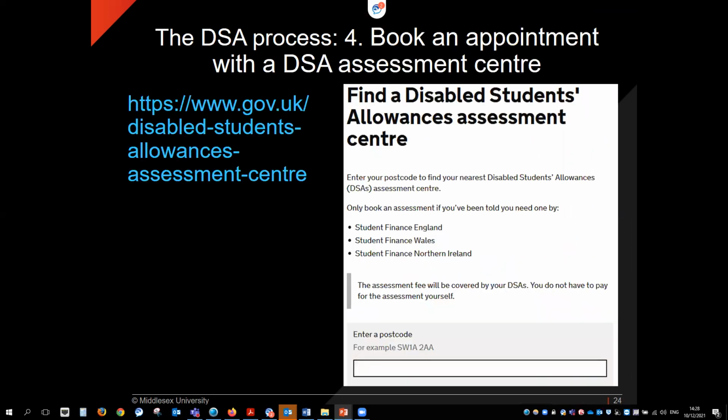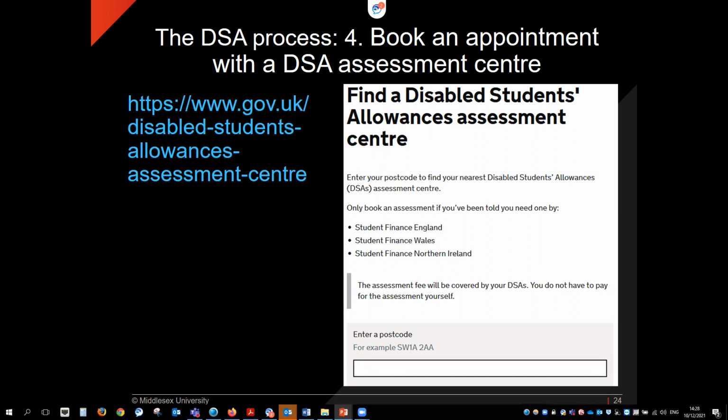And this is what they would get. They would get this website where they can enter their postcode. Now, what students usually do is enter their home postcode, and then the website would churn out a list of needs assessment centers that are close to the student. The student doesn't have to go to the needs assessment center that comes up. The student can go to any approved needs assessment center. So it's their choice where they go.